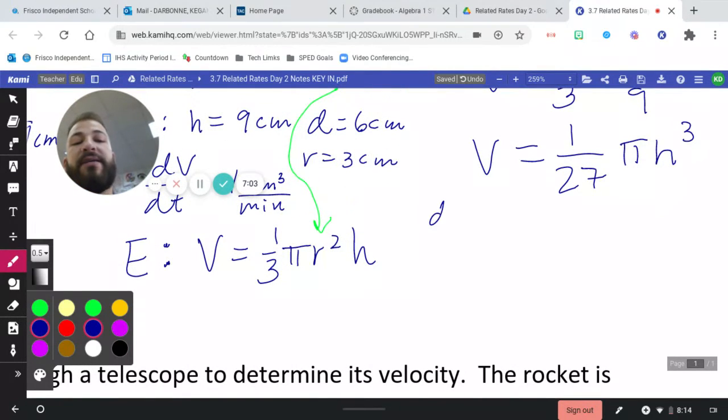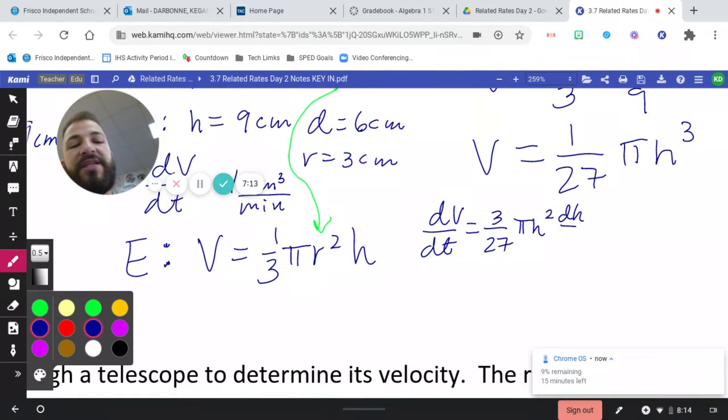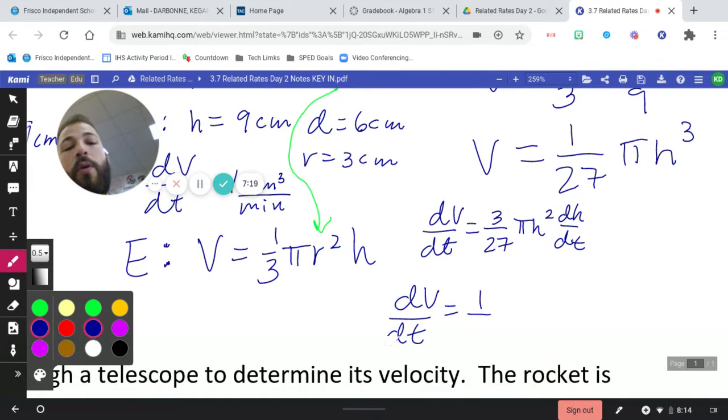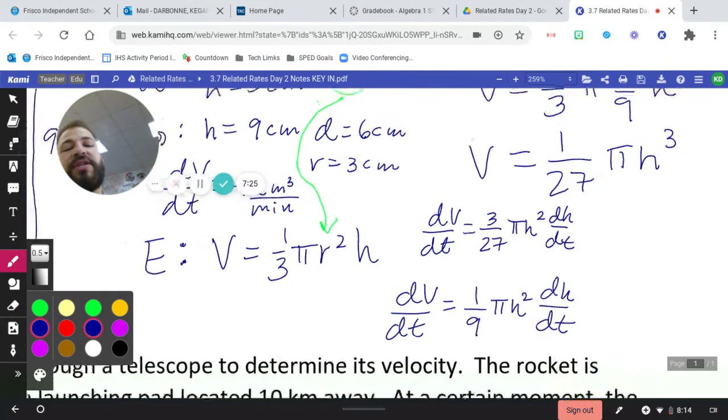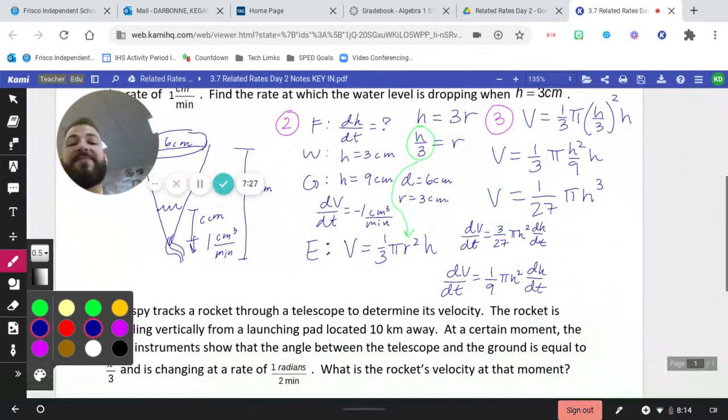So dV/dt is equal to, that 3 would come down, so 3/27 pi h squared dh/dt, which means our equation is just dV/dt is equal to 1/9 pi h squared dh/dt. All right, and last but not least, step 4, I just got to plug in everything I know and solve for what I don't know.